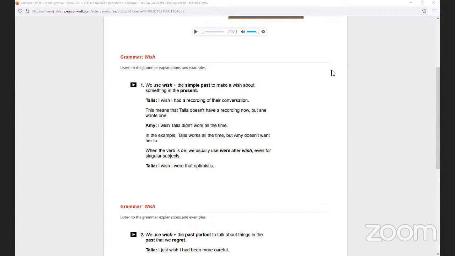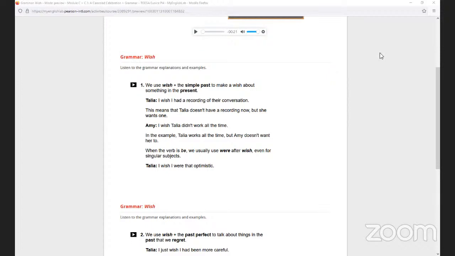Perfect. Okay, so let's start with this. When we have this wish, what is the reason that I will use wish? We know the meaning of wish because this is a verb, and we can use it for talking about desires, right? So now let's see what the uses of this wish are.